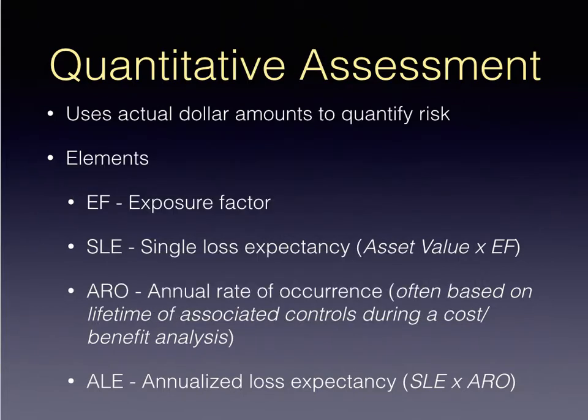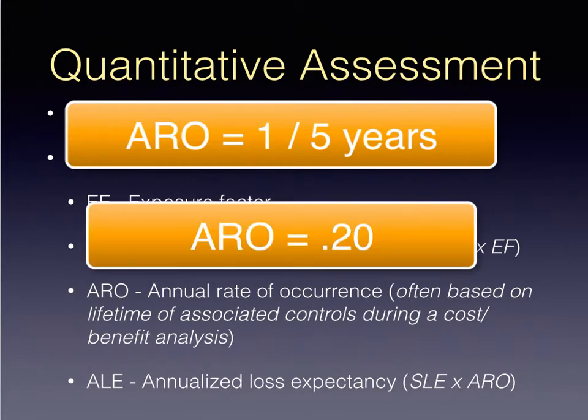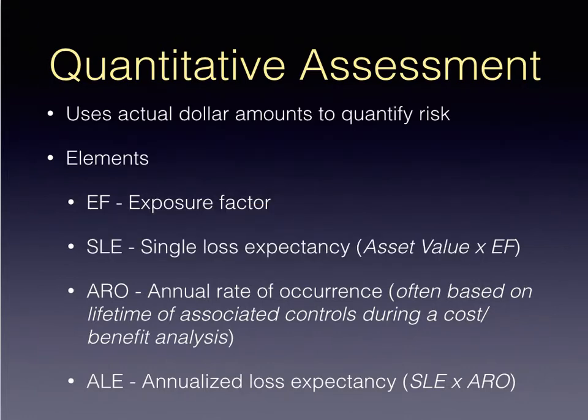The annual rate of occurrence is how often we think that that threat would be able to exploit the vulnerability and impact the system, resulting in a single loss expectancy. And that could happen, let's say we think it'll happen every 5 years. If that's the case, then the annual rate of occurrence would be 0.20, which is 1/5. Because we always annualize our costs of attacks.